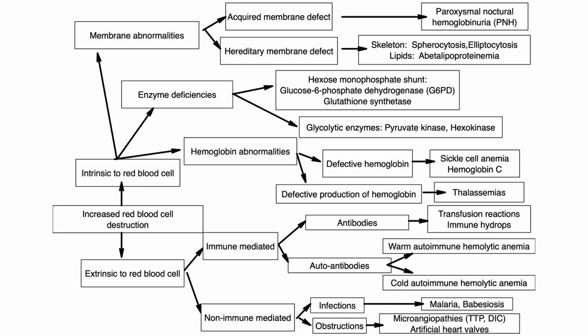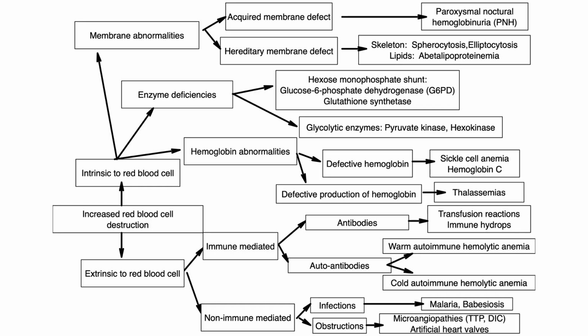Okay, if it's intrinsic to the red blood cell, you think about what makes the red blood cell. You have membrane, you have the hemoglobin, and you have enzymes that help it function. Okay, no nucleus or anything like that. So start with the membrane. They can be hereditary, so things like hereditary spherocytosis, hereditary elliptocytosis, and acquired, the paroxysmal nocturnal hemoglobinuria.